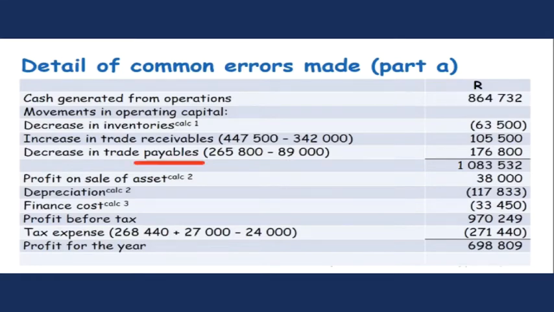When calculating profit on the sale of the asset, some students included the 150,000 Rand proceeds received in your bank account as other income in the profit or loss calculation. Profit on sale is calculated as the difference between the carrying amount of the asset on date of sale and the proceeds received.